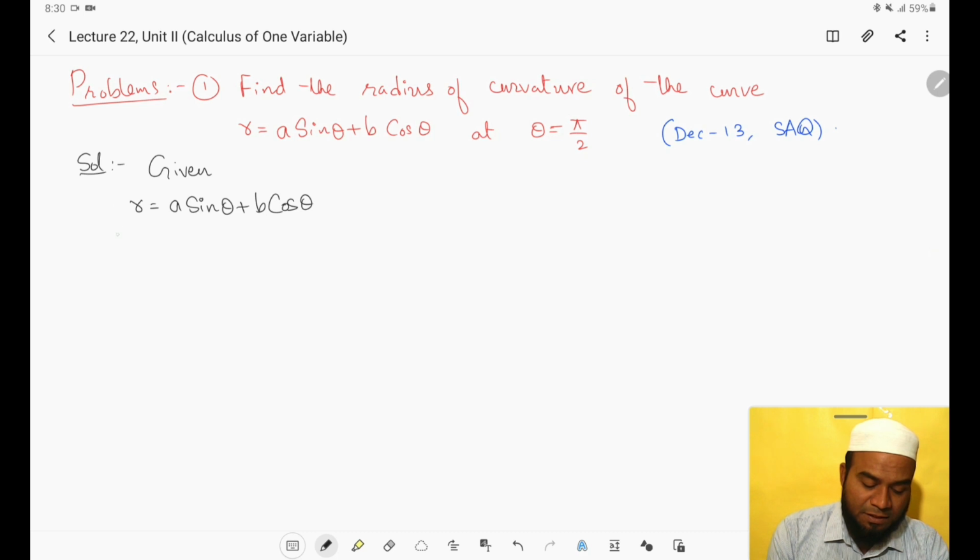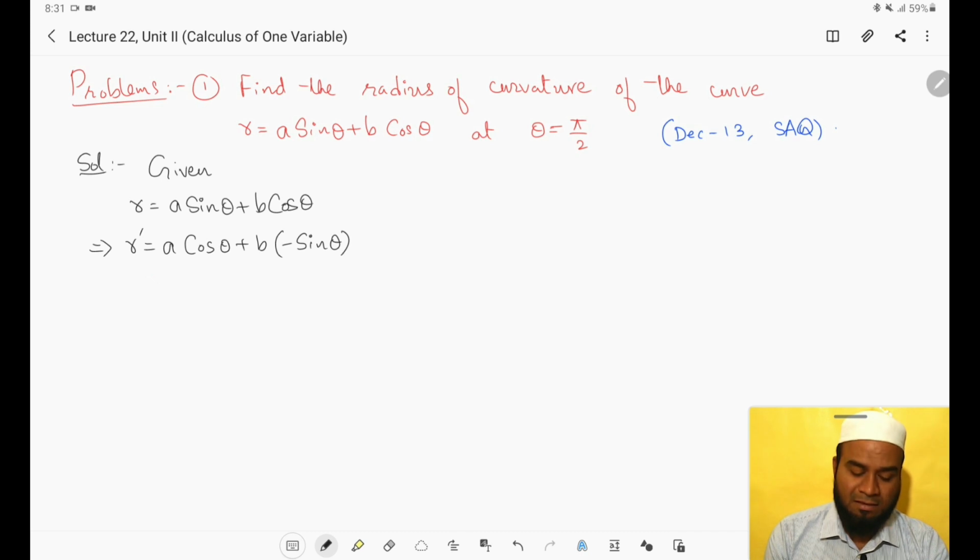So differentiate this with respect to theta. What we will get? R dash equals, a will be as it is, derivative of sin theta with respect to theta is cos theta, plus b as it is, and derivative of cos theta with respect to theta is minus sin theta, right? Which is a cos theta minus b sin theta. So r dash equals a cos theta minus b sin theta, right?